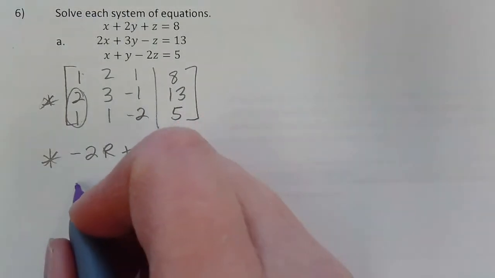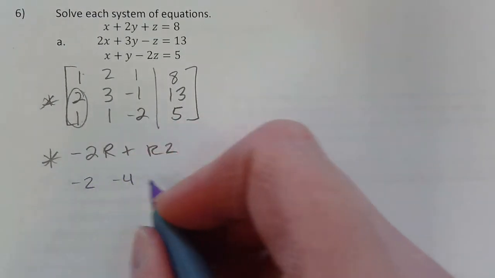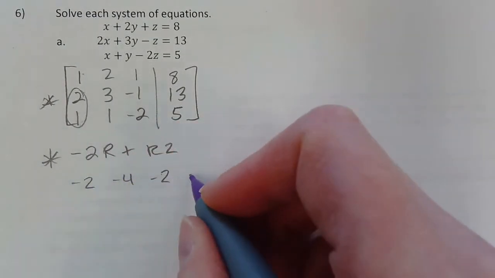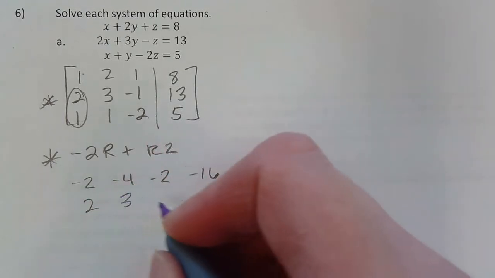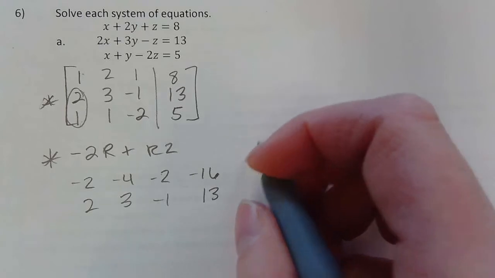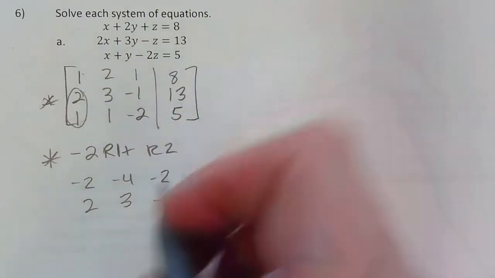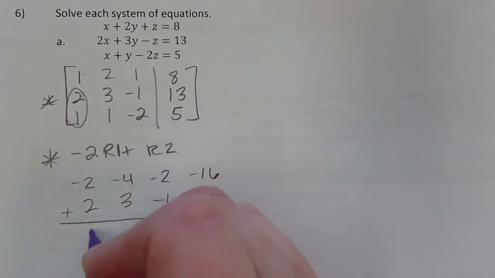So let's see, that means my first row will be -2, -4, -2, -16. And then we'll write down row 2 the way it is. And then we'll go ahead. You know what? I forgot the 1 right there. And then we'll go ahead and add.